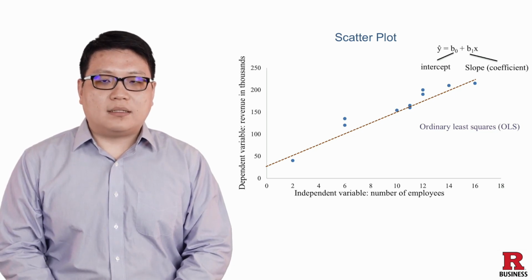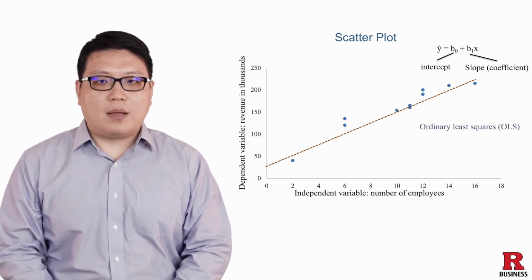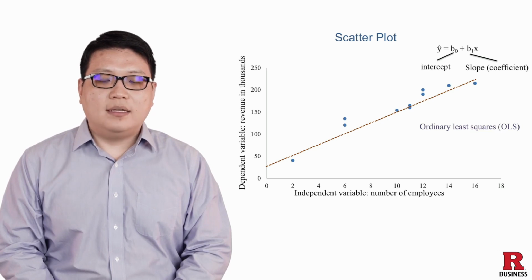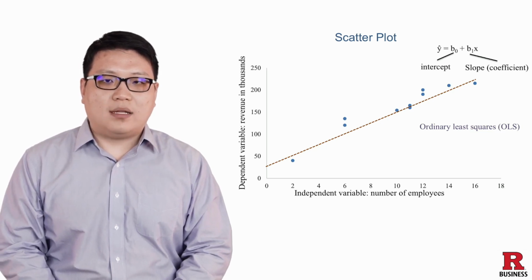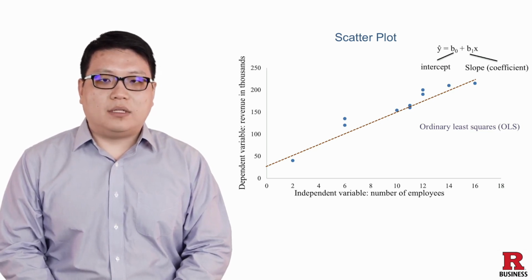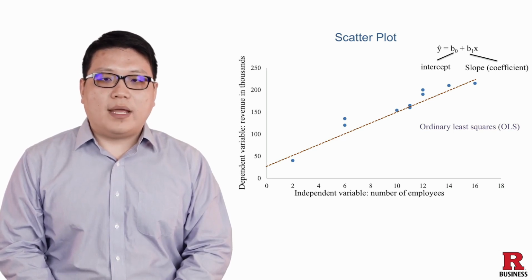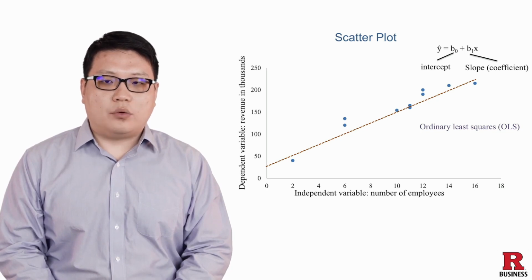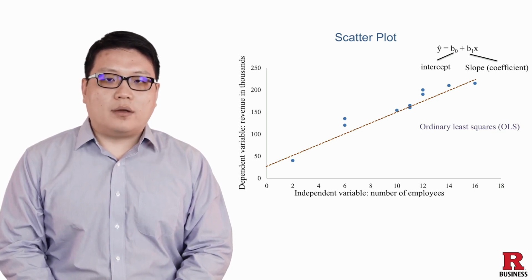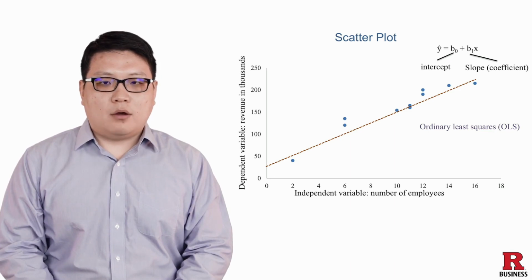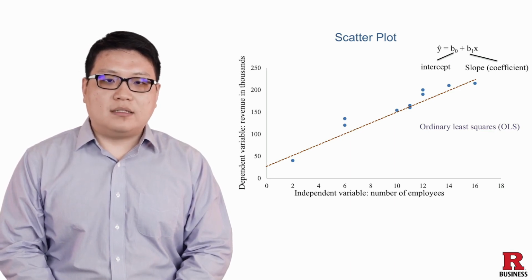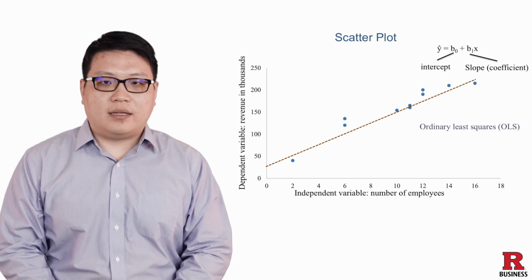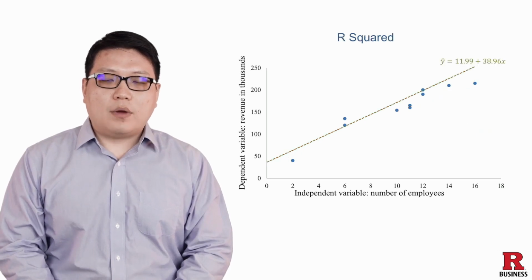A regression line can be best described as an equation here: y hat equals b0 plus b1 times x, where b0 denotes the intercept and b1 denotes the slope. The way to calculate that is through a method called ordinary least squares, or OLS, where this algorithm will minimize the distance of these observations to this line here.